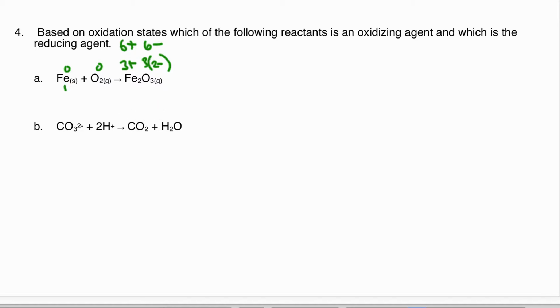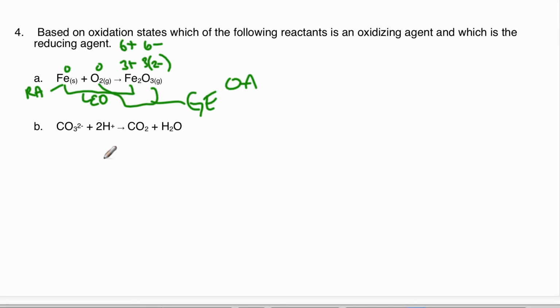So if I look at iron here to over there, it went from 0 to 3 plus, it must have lost electrons. A loss of electrons is oxidation, and the thing that does that, this guy here, is your strongest reducing agent. Okay, so that means the oxygen goes from 0 to a 2 minus, must have been gaining electrons, so oxygen, this oxygen right here, to go from there to there, it gained electrons, therefore that oxygen there is the oxidizing agent.